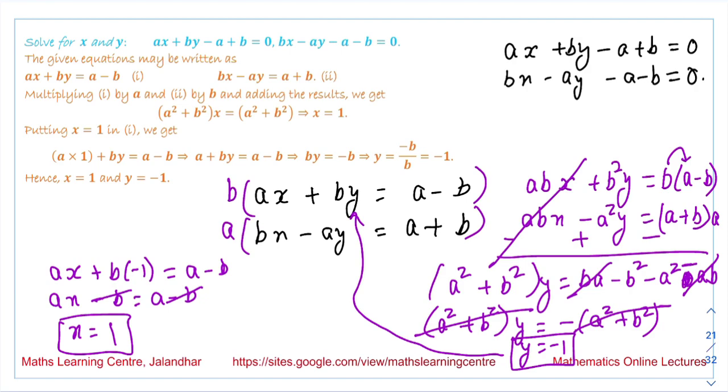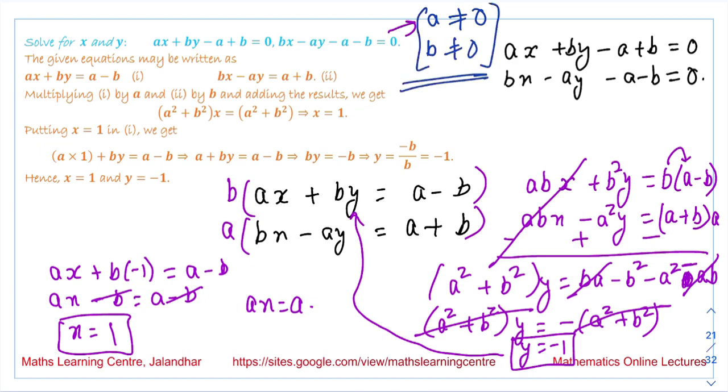It is important to note over here when we are saying ax is equal to a, in this question we are mentioning that a is not equal to 0 and b is not equal to 0. This is important to mention over here. Otherwise we are not able to do all these calculations. So this is part of this question that a is not equal to 0 and b is not equal to 0, and we will obtain the final answer as x is equal to 1 and y is equal to minus 1.